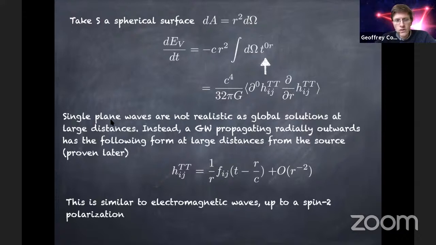So again, now we want to understand this, but we want to understand it for realistic sources now, not for plane waves. At large distances, we don't have plane waves if we look at the entire integral around the source. Instead, the gravitational wave propagates radially outwards. So a good asymptotic behavior for large radius around the source is this one. This is similar to electromagnetic waves. So it's 1 over r times a function of retarded time.